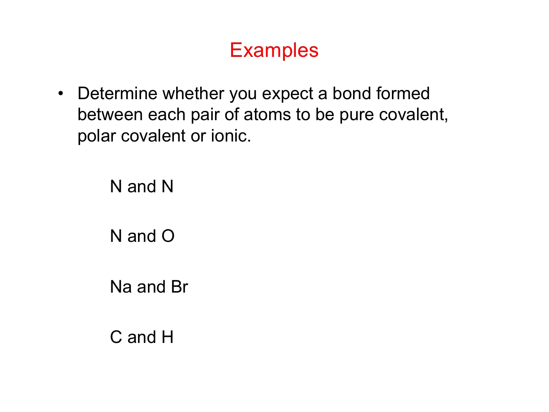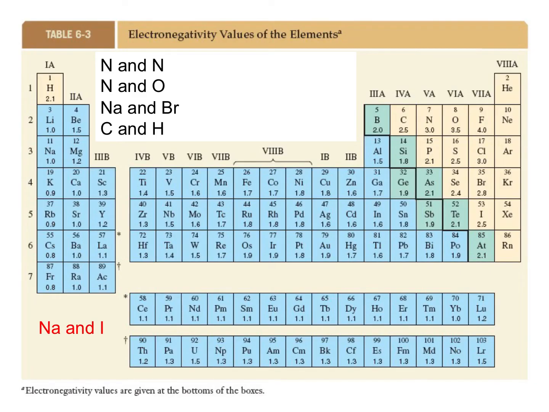Okay, now I do want to get back to those categories because they are important, and so I have a couple examples here, and I want us to determine whether the bond between each pair of these atoms is pure covalent, polar covalent, or ionic. The first one is easy, a nitrogen plus a nitrogen. They're going to have the same electronegativity, so that's going to be pure covalent. But let's go back to that table of electronegativities and see what the numbers look like. So nitrogen and nitrogen again, if I have two nitrogens, they have the same electronegativity, so the difference in electronegativity is going to be 0. So an N and an N, that's going to be pure covalent.